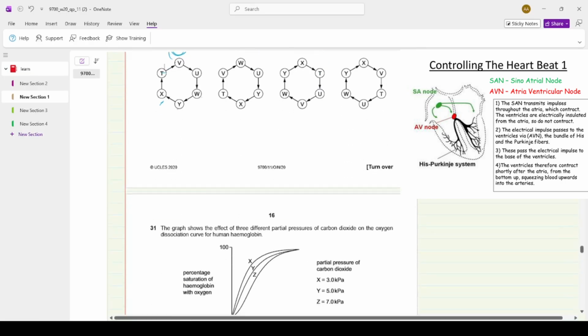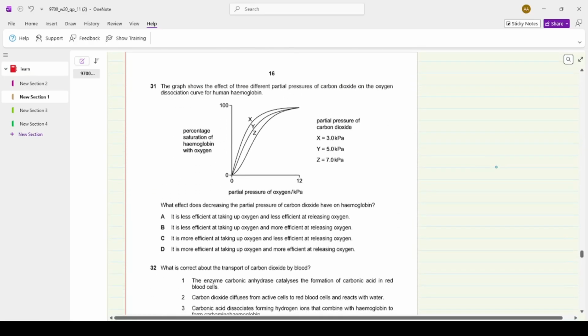Okay, so moving forward to number 31, the graph shows the effect of 3 different partial pressures of carbon dioxide on the oxygen dissociation curve for human hemoglobin. So we have the partial pressure of CO2 and then also the saturation. So what do we need to remember? We need to remember that once carbon dioxide is increased, then the graph will always be shifting. But the question is, it shifts from where to where? So we know that if we have more carbon dioxide, then the affinity of hemoglobin for oxygen reduces.